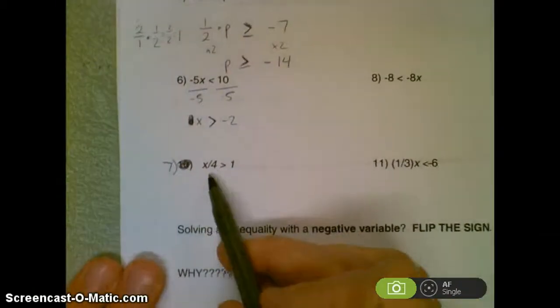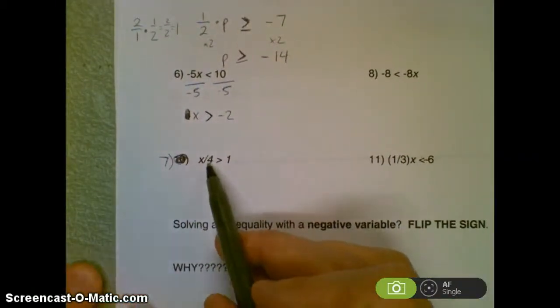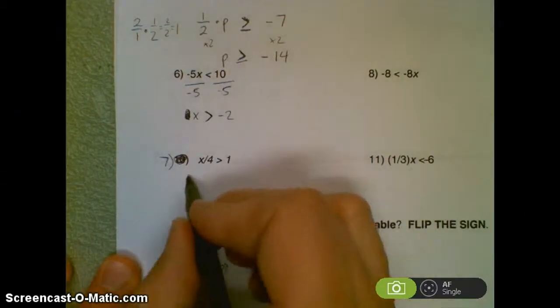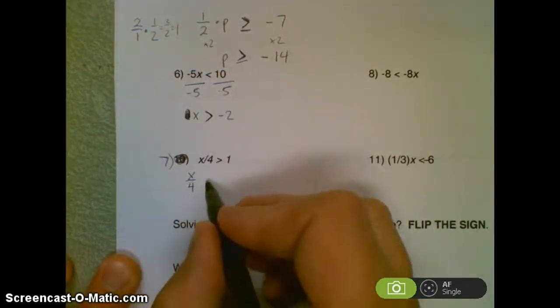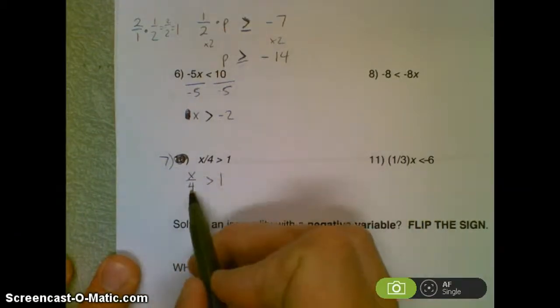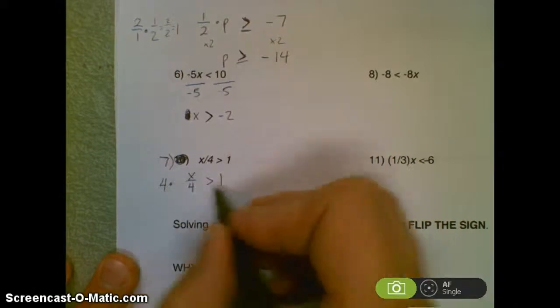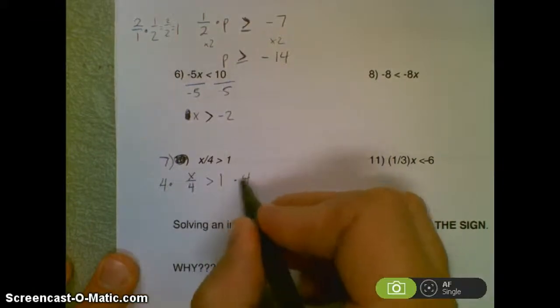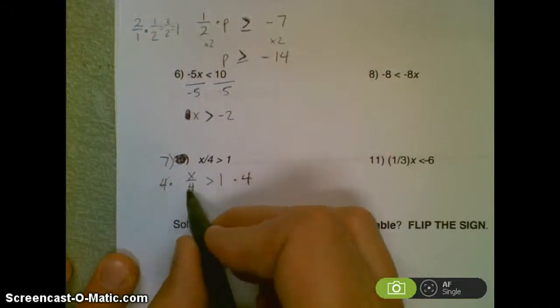Let's do number 7 next. When I type it out in Microsoft Word, it doesn't look like it does on your packet. But on your packet, it's actually x over 4 is greater than 1. Now, since this is x divided by 4, I can multiply both sides by 4, and then this 4 over 4 is 1.